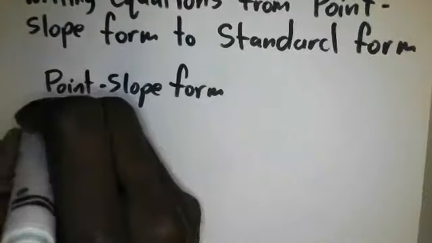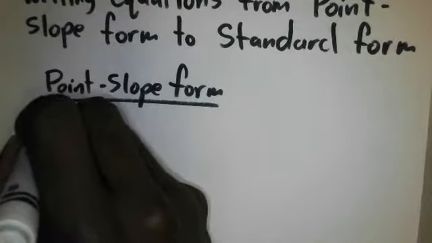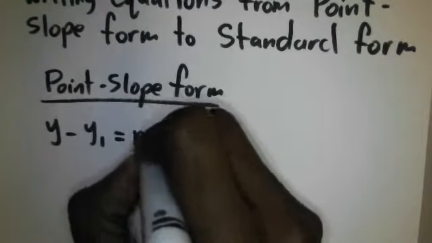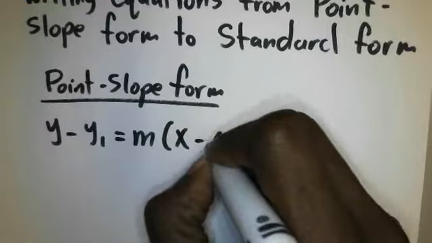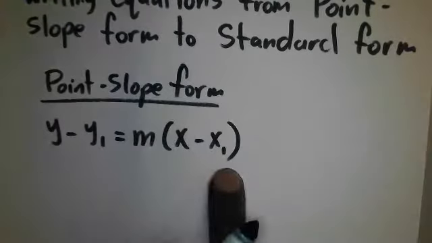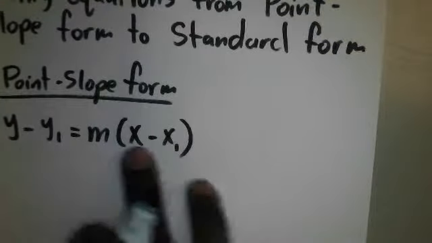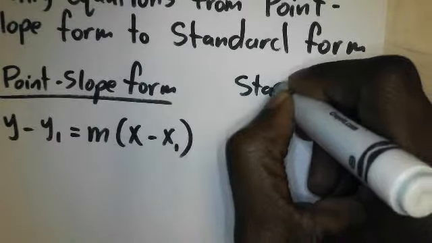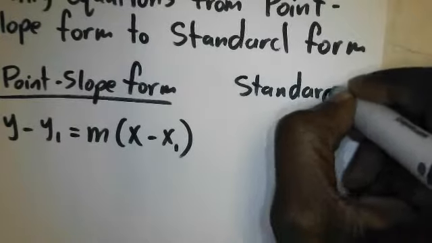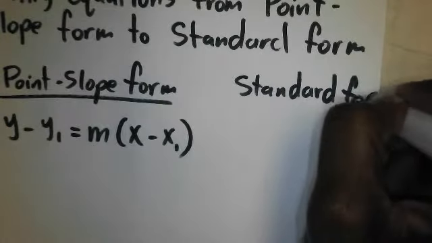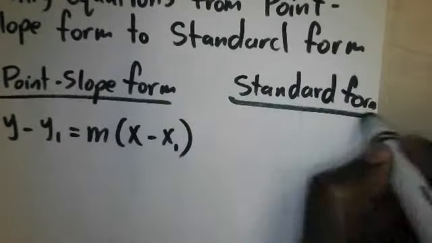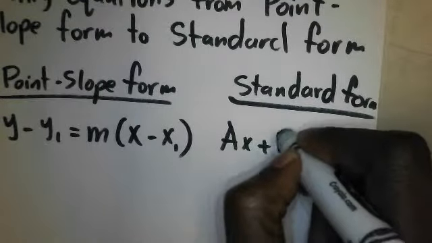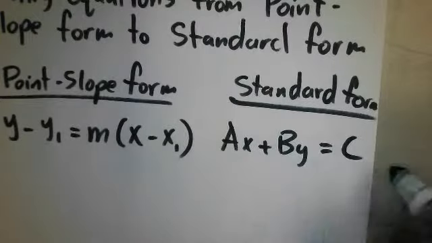looks like this. This is the point slope formula. So it's y minus y1 equals m times x minus x1. That's point slope form. Now we're going to convert this form and make it look like standard form. Alright, so standard form is ax plus by equals c.